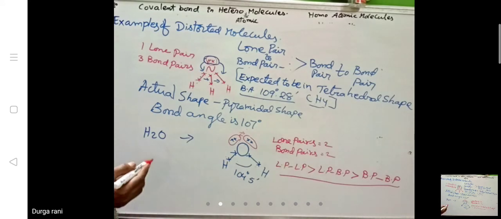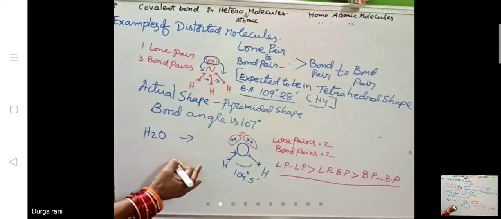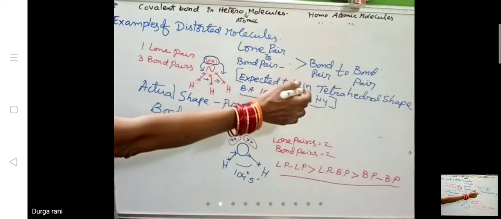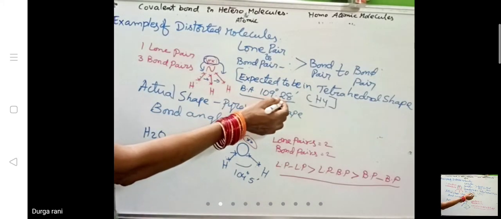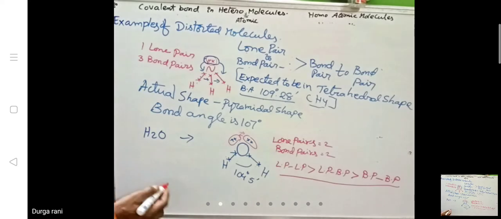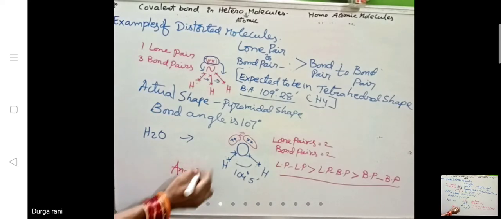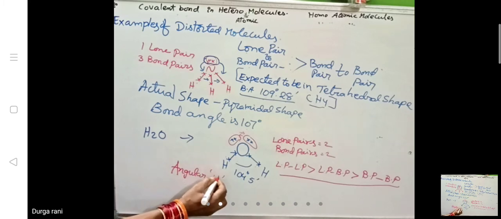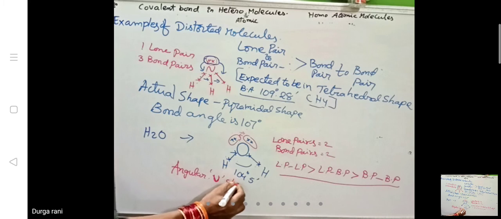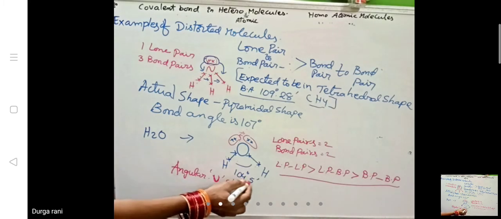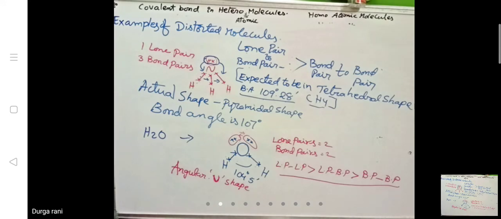And what is the shape of this molecule? The expected shape is tetrahedral with 109 degrees 28 minutes. But here the shape is angular or V shape. It is making some angle. So angular or V shape you can say. It is a V-shaped molecule with a bond angle of 104 degrees 31 minutes.